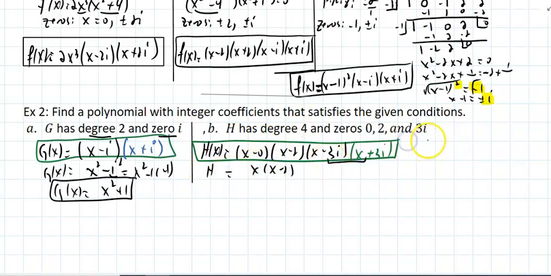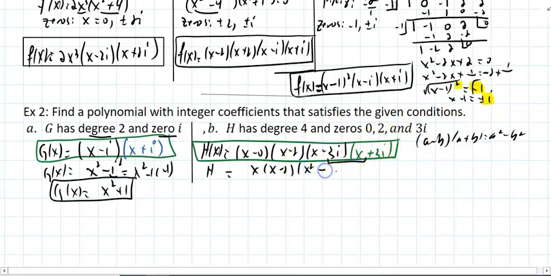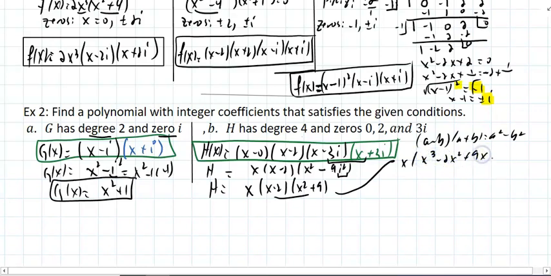This is conjugates. Conjugates, you guys, if you recall, that's going to be the first squared minus the second squared, 9i squared. H is going to equal x times x minus 2, and this is going to be x squared. i squared is negative 1 times a negative 9 is a positive 9. So that would be x times, and if you FOIL this, x cubed minus 2x squared plus 9x minus 18. So h of x, you could say, is x to the 4th minus 2x cubed plus 9x squared minus 18x.